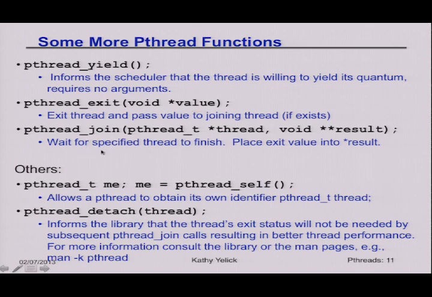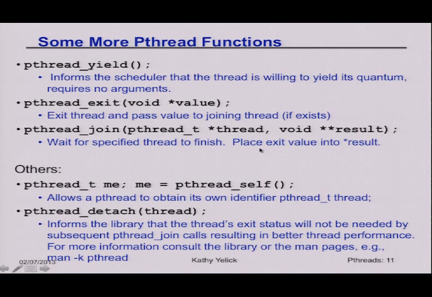Then if you're the thread who created this other one, you might need to wait for it to finish. In that case, you do a join. This just sits there and waits until the thread whose name is this is finished and returns the result, which is that value there, and then you get it and you can keep on going.